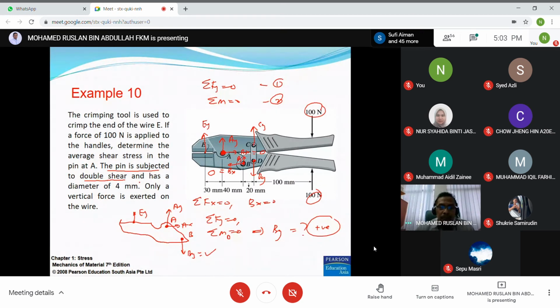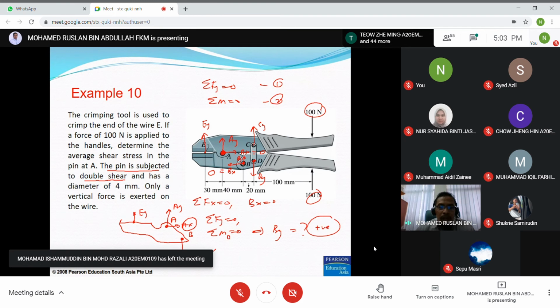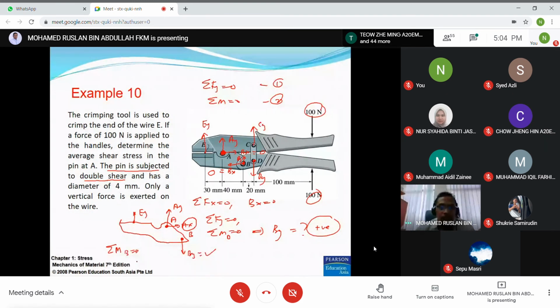And then from this diagram, we have Ax, Ay, and By. So again, in this case, Ax equal to 0. So we have only Ay and By. You just take the moment about B equal to 0, so automatically you know what is the Ay.